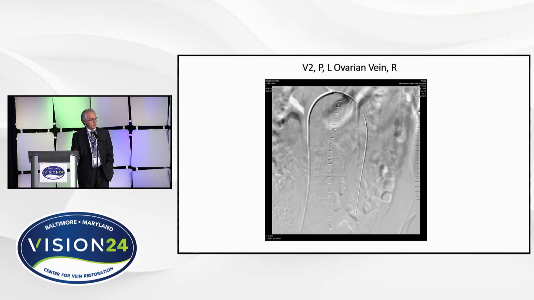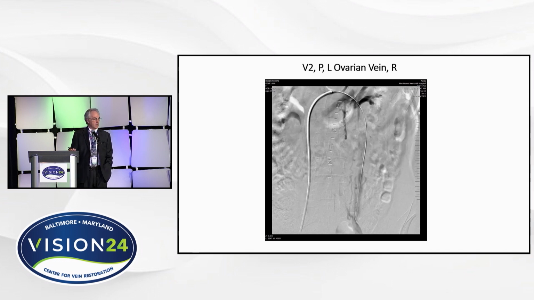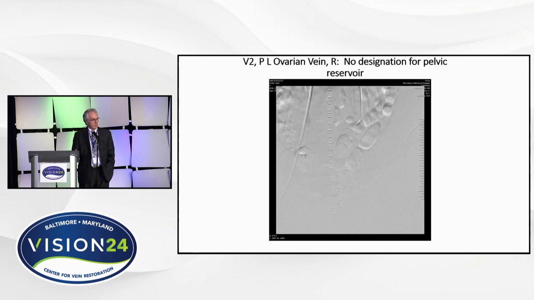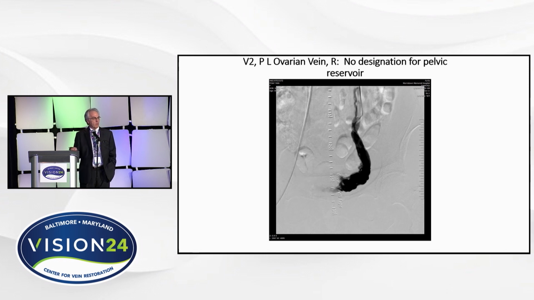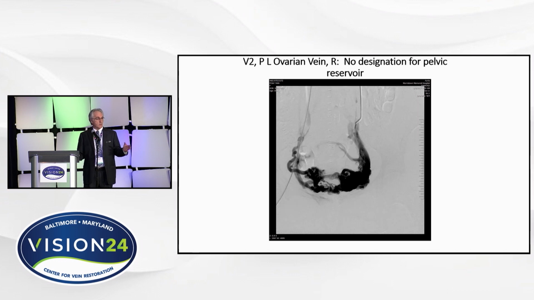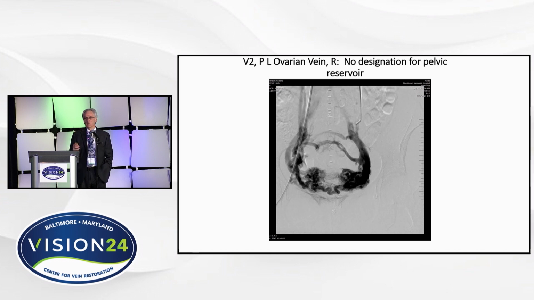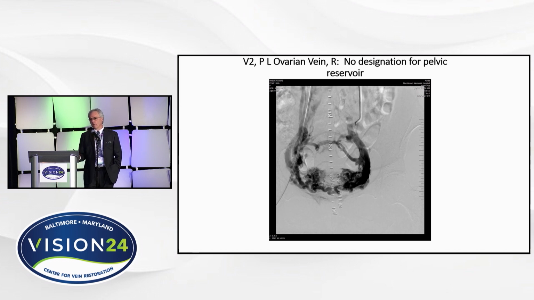So again, this is a venogram, and you see this is reflux in the left ovarian vein. So this is clearly a V2 patient. And then the P part of it would read left ovarian vein with reflux. Now, this is the same patient further down, but you can see there's a large pelvic reservoir. There is no designation in the SVP classification to specifically identify if you have a pelvic reservoir. All of this would be included in the V2 part of it, and then you'd have to write out in the anatomy part of it where the segments are that are refluxing.